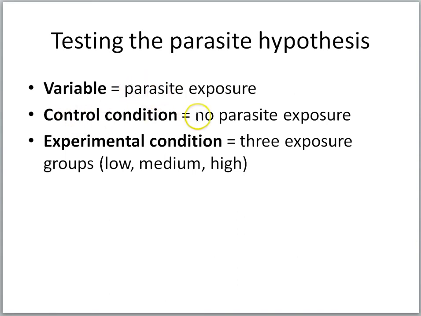The control condition then, there's going to be no parasite exposure. And the experimental condition, we'll set up 3 exposure groups, a low, medium, and high. So we're going to control the number of parasites in each of these 3 groups here. These will be 3 experimental conditions.